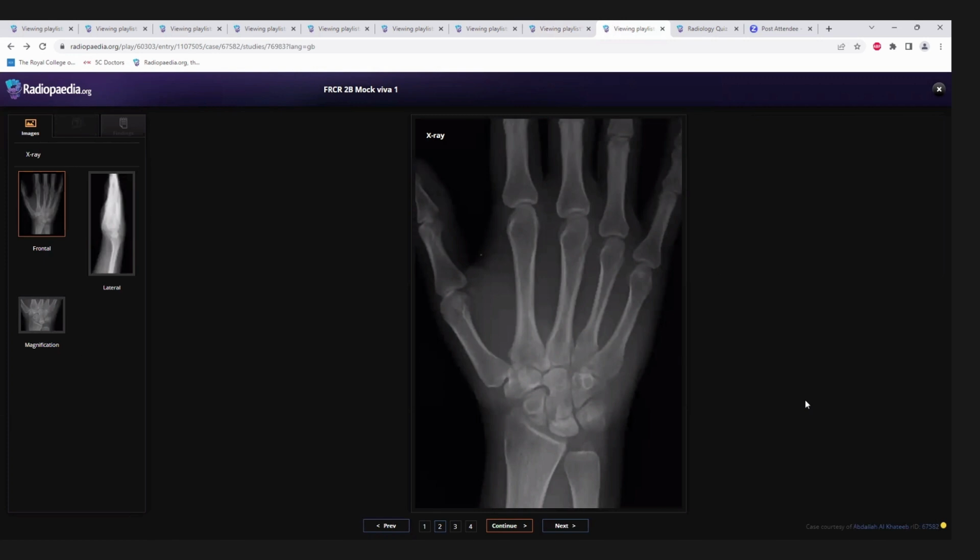I'm presented with the PA view radiograph of the hand. I can see that the lunate is appearing sclerotic here, and the rest of the carpal bones are normal. So this looks like a lunate avascular necrosis. I have to see if there is negative ulnar variance. It looks like there is negative ulnar variance, which might be the predisposing factor in this case.